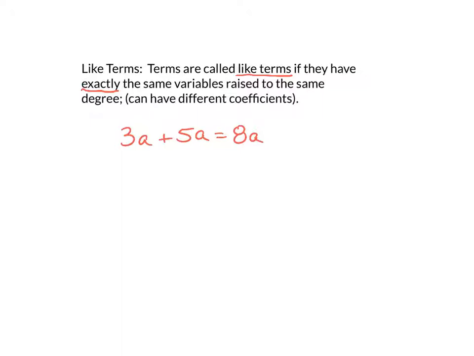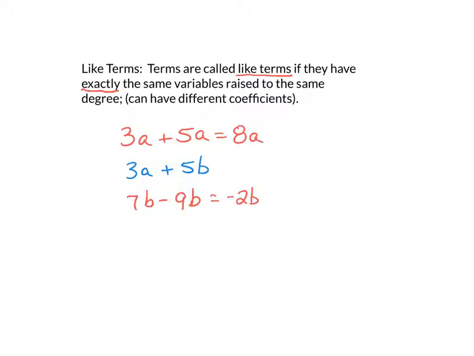But if I had 3a plus 5b, I cannot combine those terms. It's like 3 apples plus 5 bananas. I cannot add those together. So it would just have to stay 3a plus 5b. Given 7b subtract 9b, they do have the same variables. They both have a b, and so I'm just going to subtract the coefficients. 7 subtract 9 would give me a negative 2, so I end up with negative 2b.